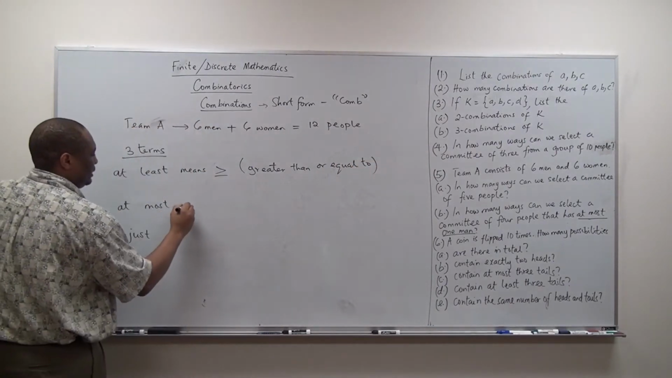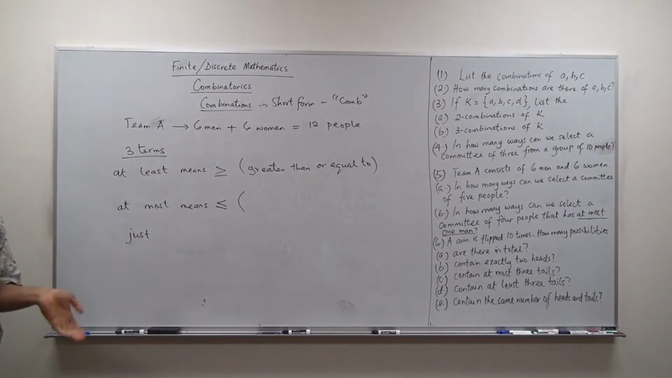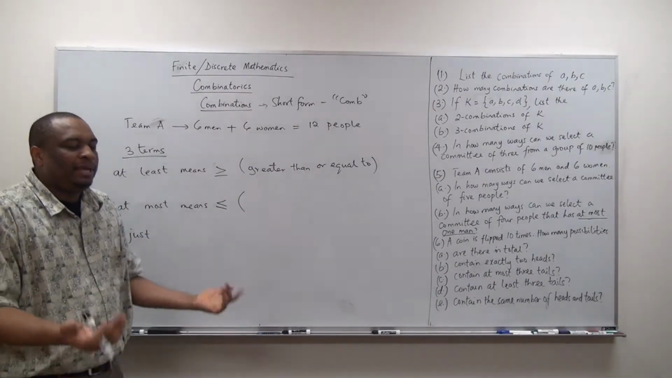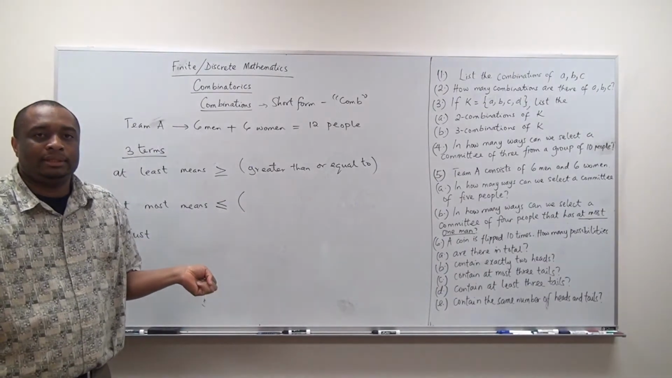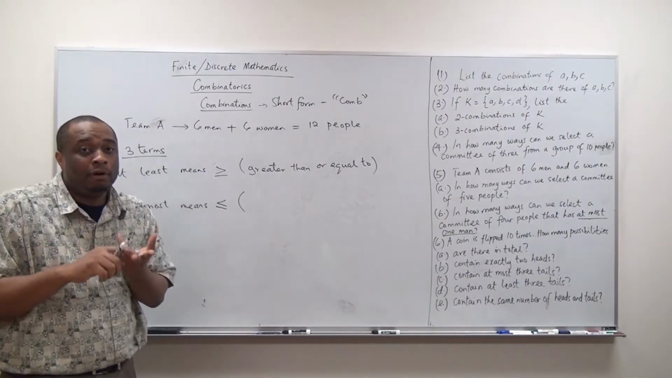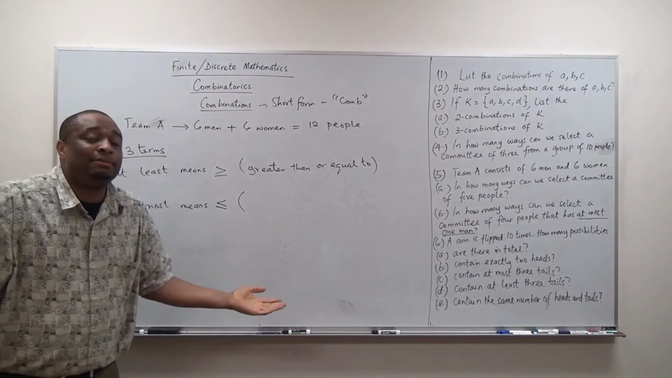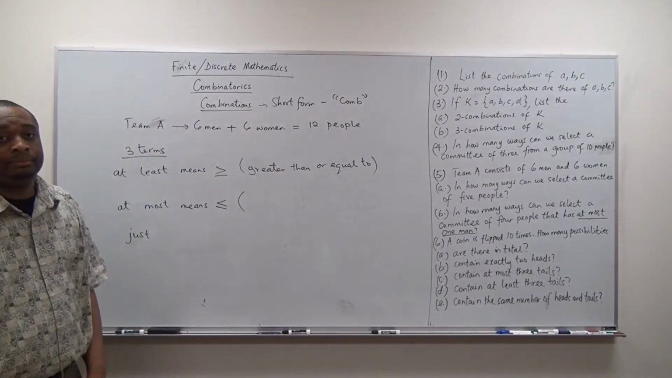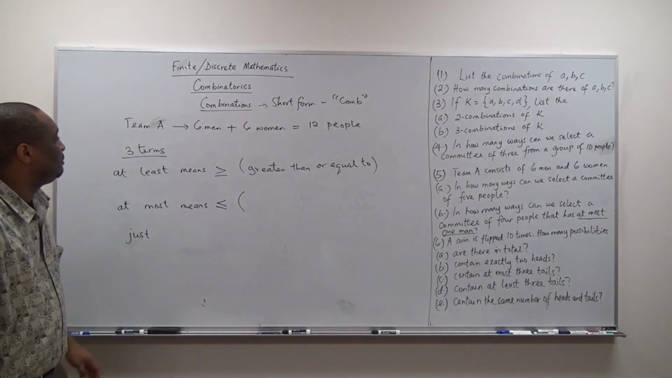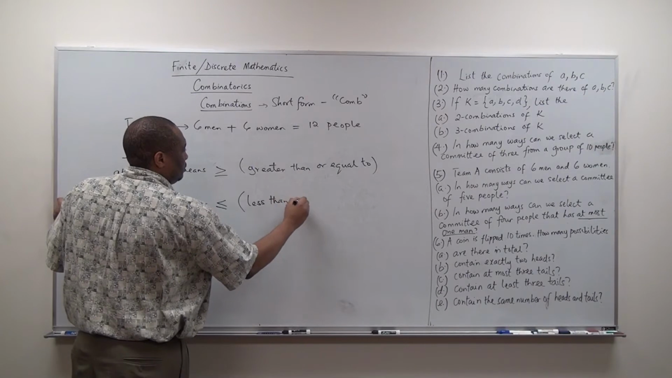Now, at most means less than or equal to. Okay, please, may you please give me at most 5 oranges. That means K can give me 5. She can give me 4, she can give me 3, she can give me 2, she can give me 1, or she might not even give me any. Okay? So this means less than or equal to.